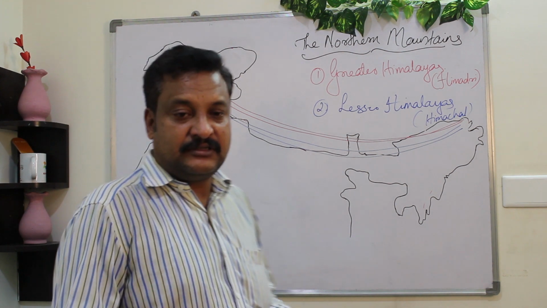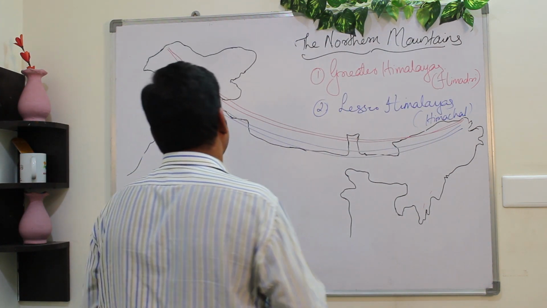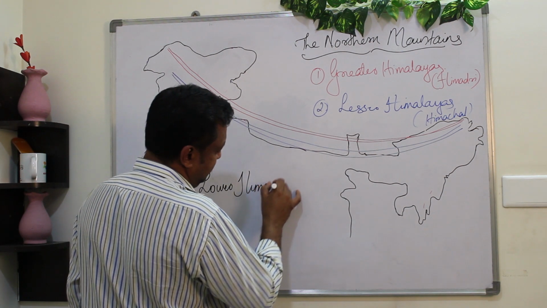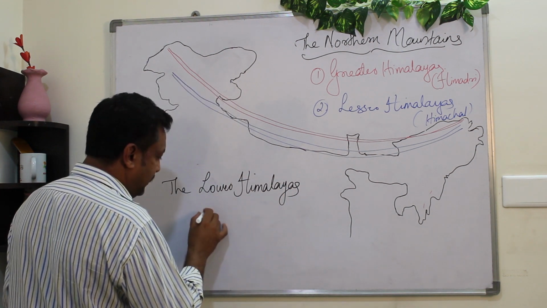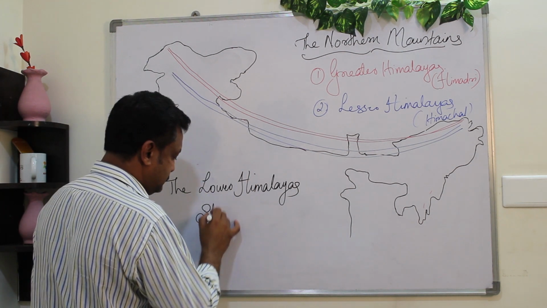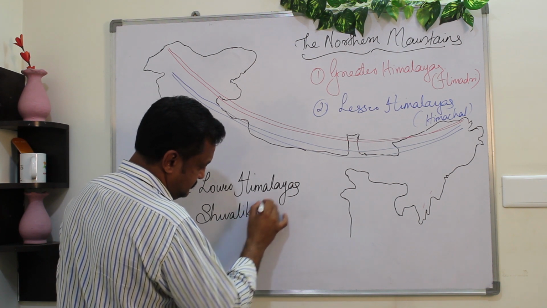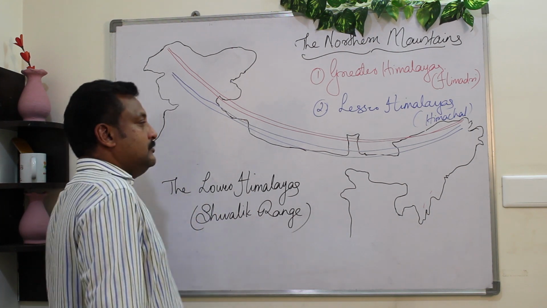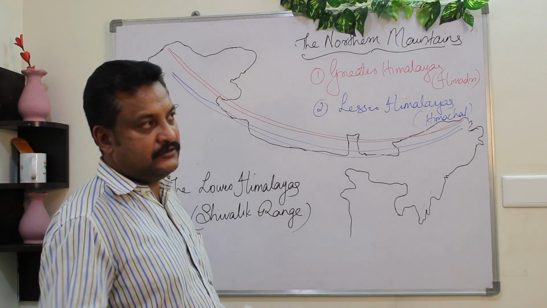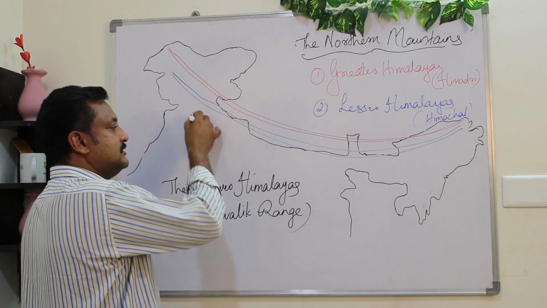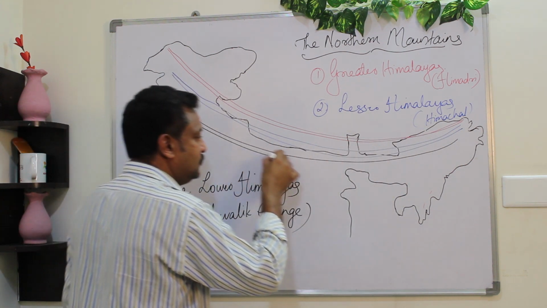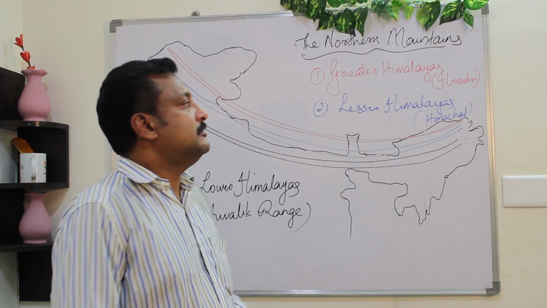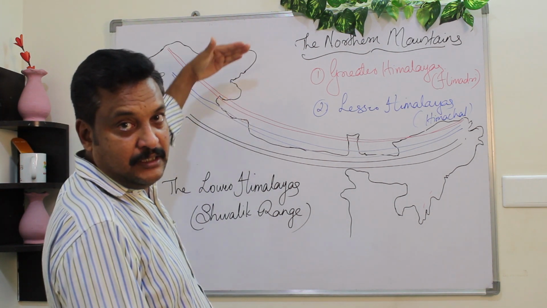Okay, now the third one is called the Lower Himalayas, or the Shivaliks. The third range, the third layer or the third parallel range of mountains, runs through here. Okay, so the Himalayas are actually three parallel ranges running one after the other.